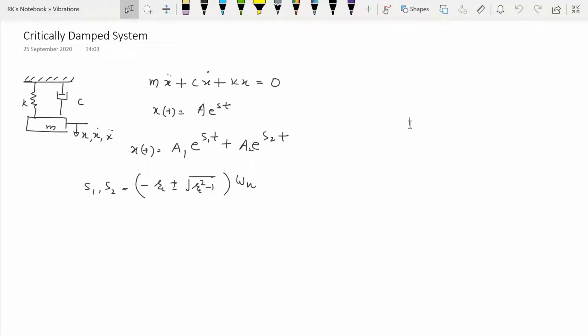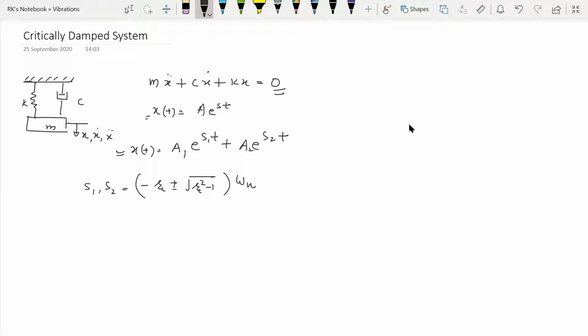Everyone, welcome back. In this lecture, we'll talk about the critically damped single degree of freedom system. As in the last class, we discussed the damped vibration of a single degree of freedom system, and we derived this governing equation for this system. And we assumed this solution, and we represented the solution in this form.